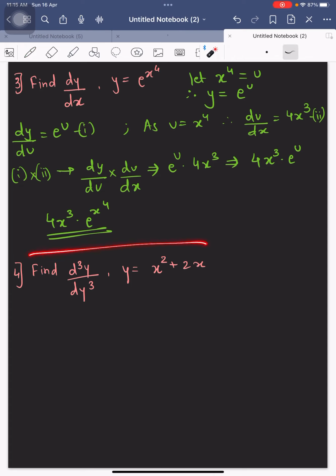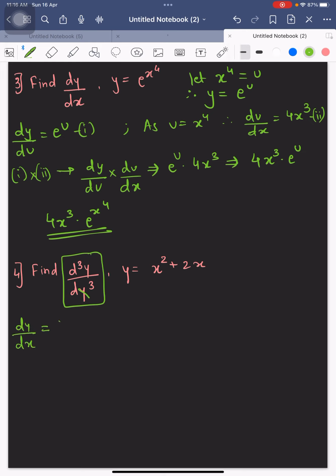यहाँ पे मैंने और एक क्वेश्चन दिया है, it is not based on chain rule, it is a higher order derivative. You have to find d3y by dx3 when y is equal to x square plus 2x. So we have to differentiate this function 3 times. First, let's differentiate. For the first time, it will be 2x plus 2.